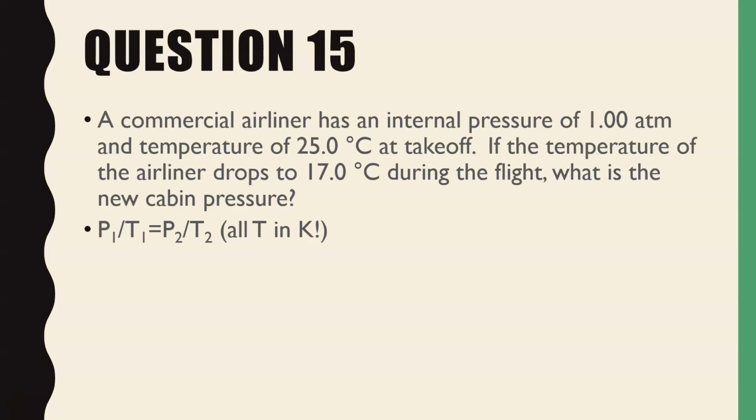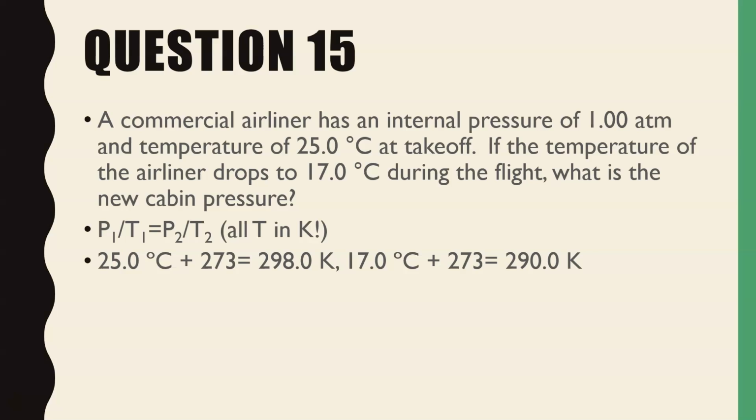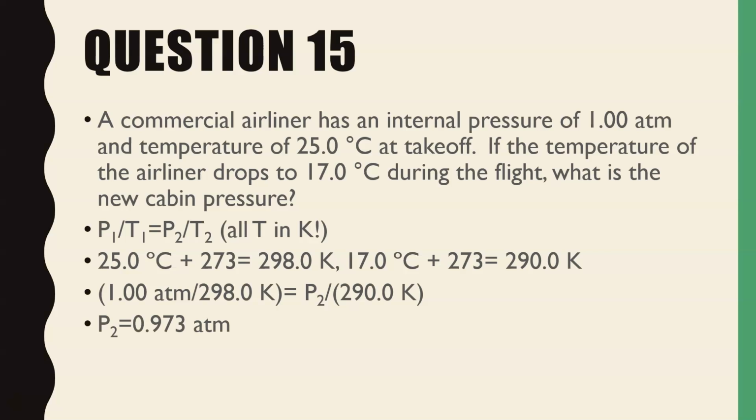Right off the bat, I know that those Celsius temperatures need to be converted to Kelvin, so I do that first by adding 273. From there, I'm plugging my numbers into the formula. Then I'm going to get P2 on a side all by itself to get my 0.973 atmospheres.